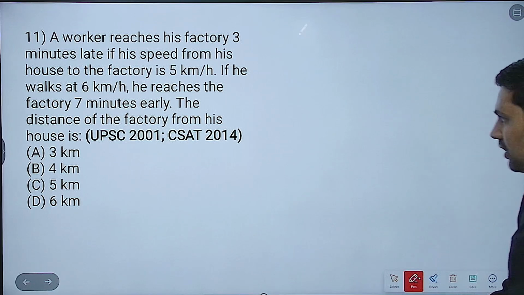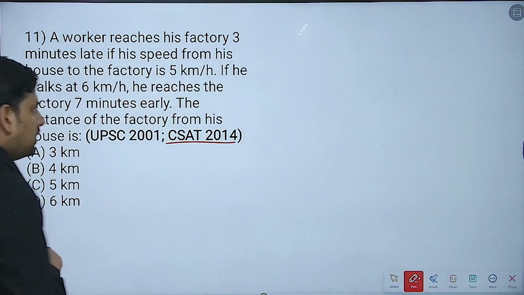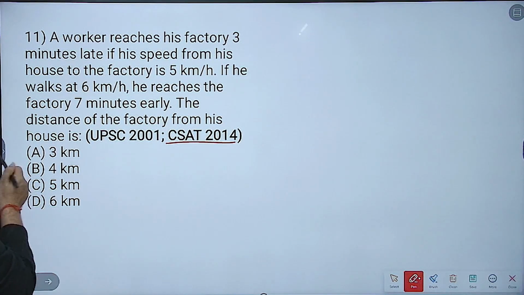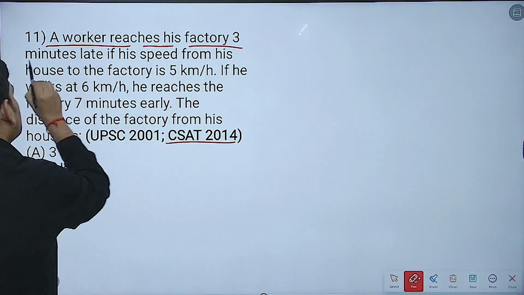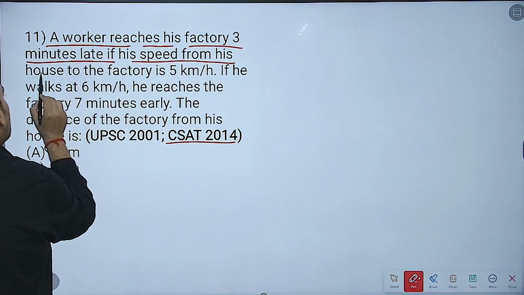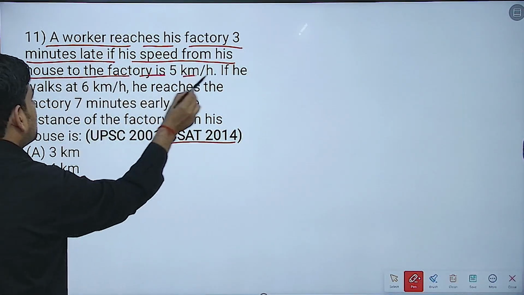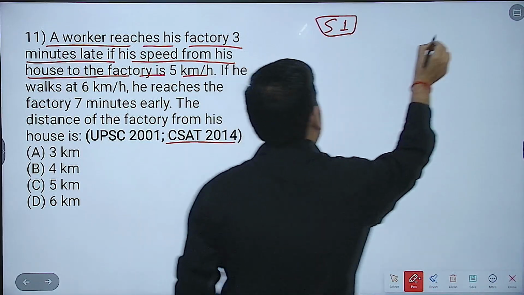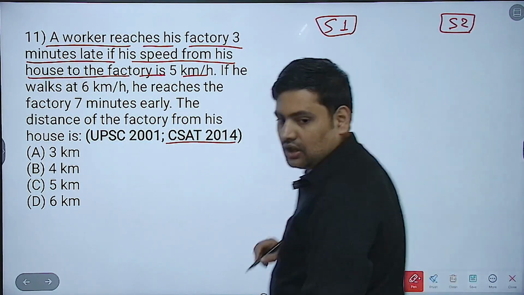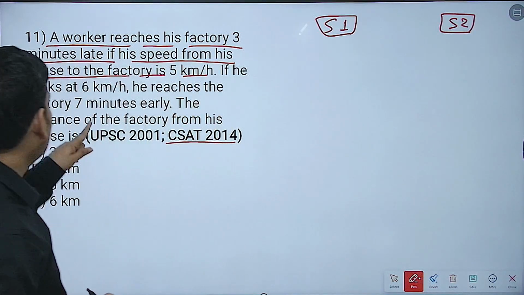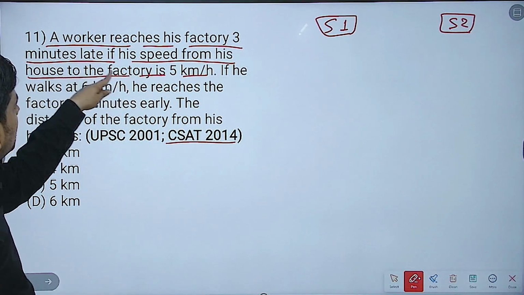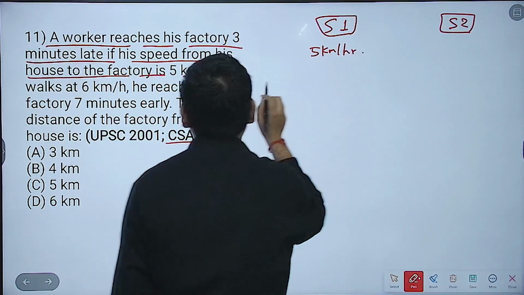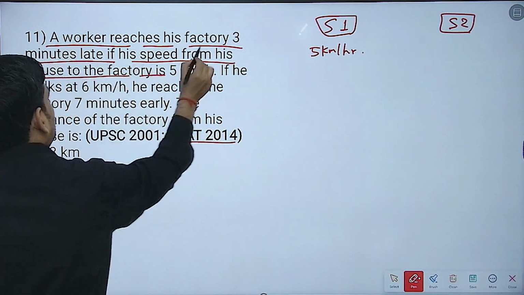This was something that was asked in CSAT 2014. Okay, now you can pause and try. A worker reaches his factory 3 minutes late if his speed from his house to the factory is 5 kilometers per hour. Now again, you understand, this is scenario 1 and this is scenario 2. In the first scenario, the worker reaches his factory 3 minutes late if his speed is 5 kilometers per hour. So if the speed is 5 kilometers per hour, he reaches 3 minutes late.